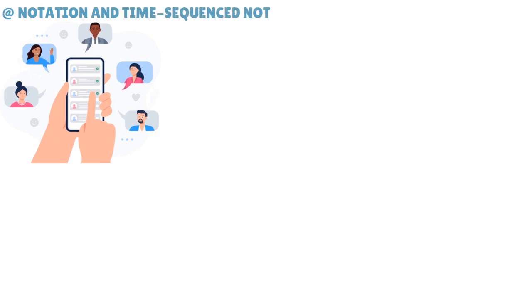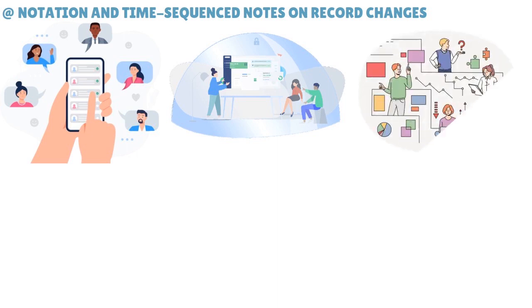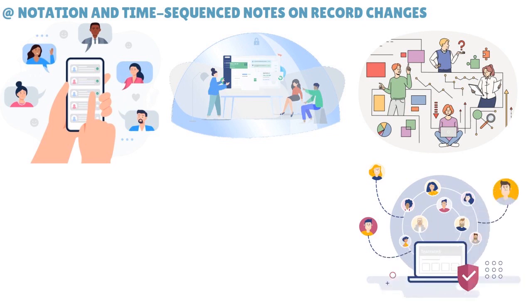And Airtable offers a familiar iMessage style chat feed, and the at notation and time sequence notes on record changes, but the display is not as visual, nor can files be embedded by default. So this is kind of important. And so this shortcoming could be remedied, though, through intelligent integrations to favorite collaboration software, and both tools integrate with popular tools like Slack, Teams, and Basecamp.